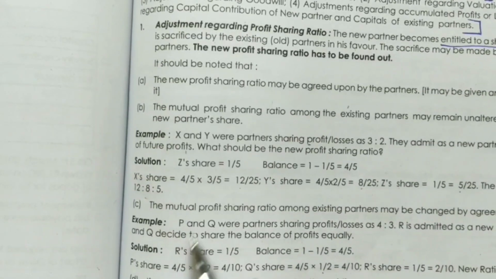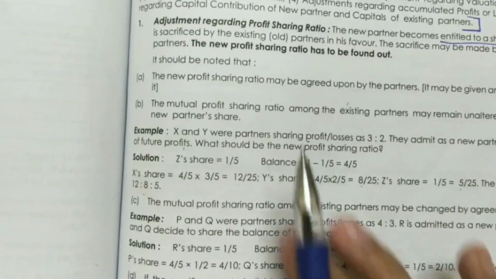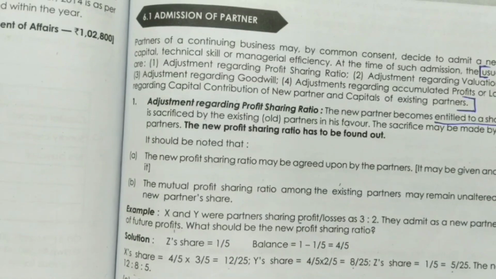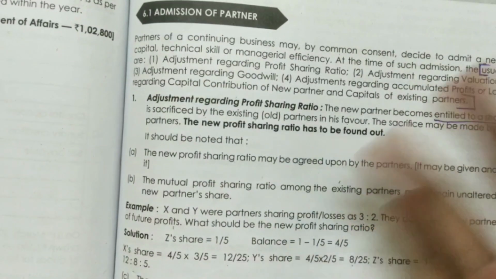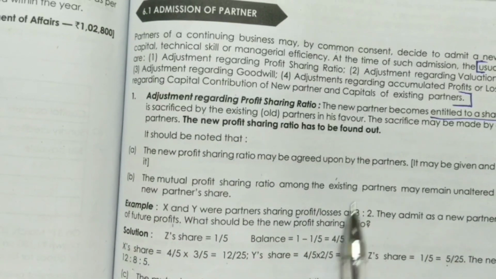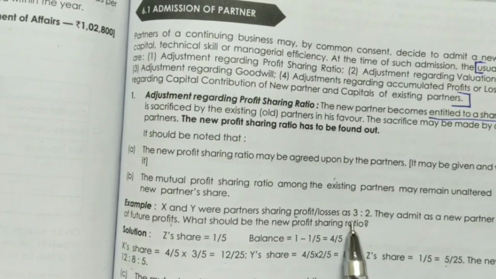The mutual profit sharing ratio among existing partners may be changed by agreement. Don't confuse this third point with the second point. In the second point, we explained that the sharing ratio among the existing partners may not be changed even after the admission of a new partner. We already saw an example question there.